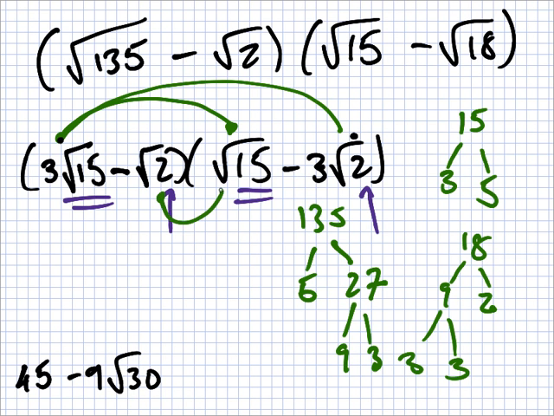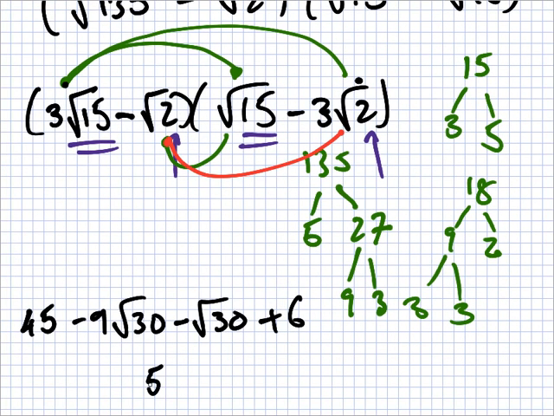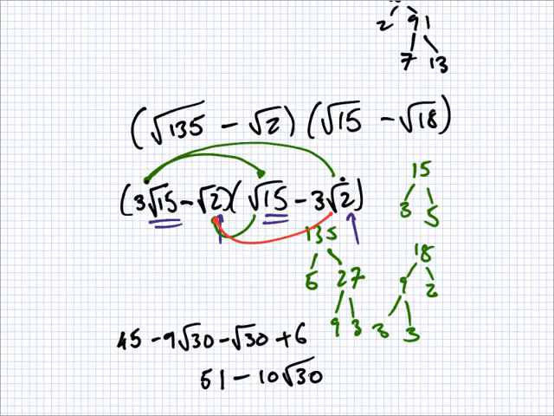Minus root 2 by root 15 is minus root 30. And then lastly, minus root 2 by minus 3 root 2 is plus 3 times 2. So 6 then, isn't it? Yes. So I get 51 minus 10 root 30. Alright, it's not very easy.